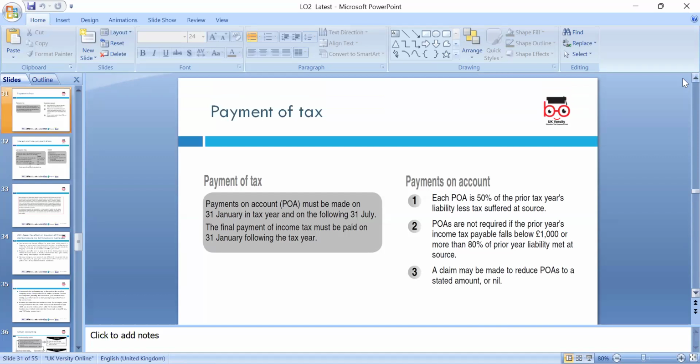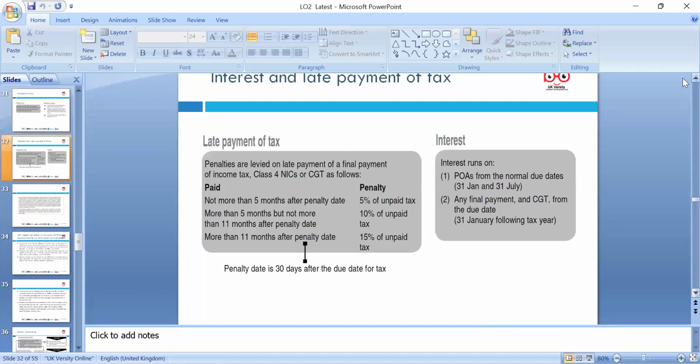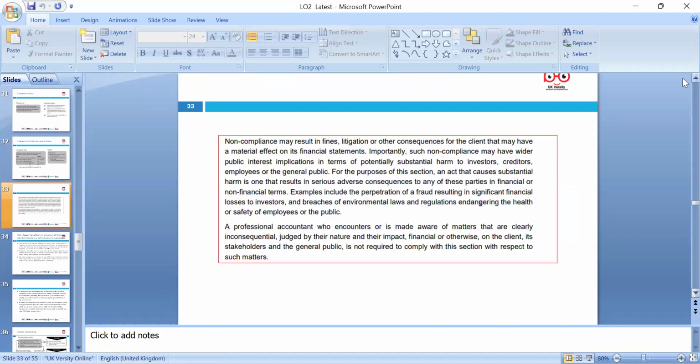So payment on account is not required if the prior year income tax liability is under £1,000, or if more than 80% of the prior year liability was paid at source. So these are different rules we have to look at in each Finance Act. As we mentioned, there is the late tax penalty and late payment of tax interest. Normally the base rate is relevant. So we have to look at those: 5% of the unpaid tax, 10% of the unpaid tax, and 15% of the unpaid tax as well. So these can be charged extra.